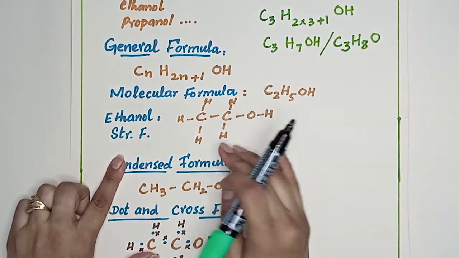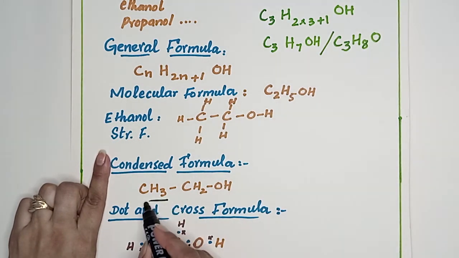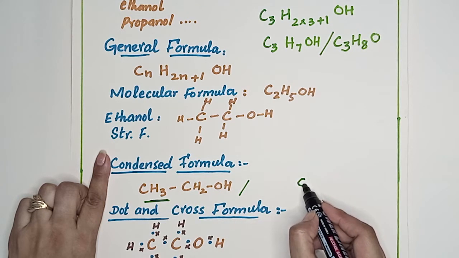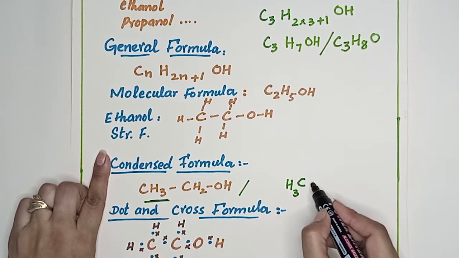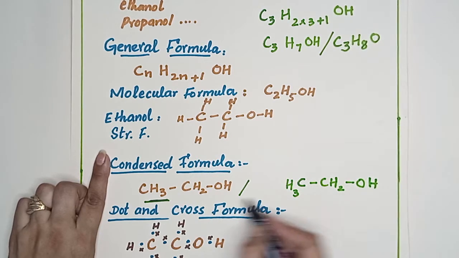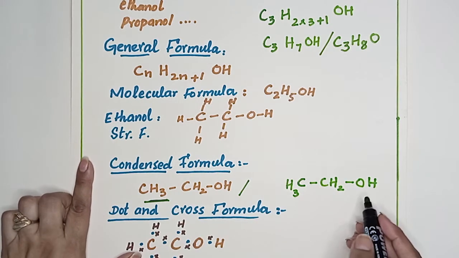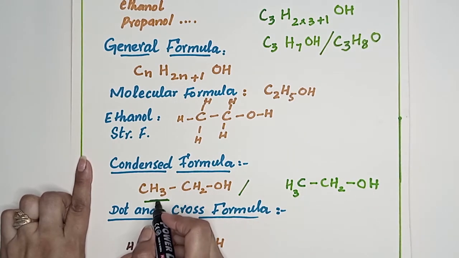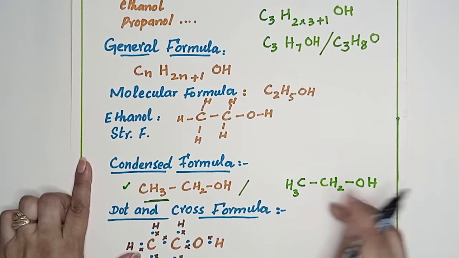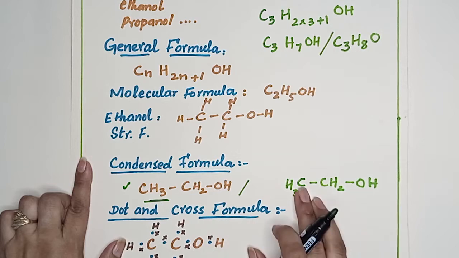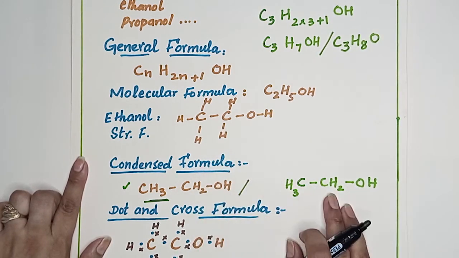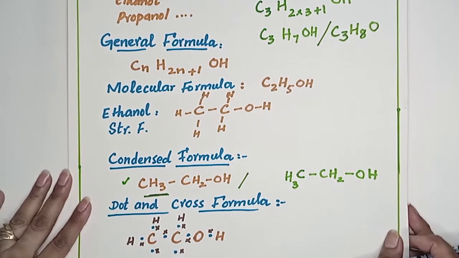You will find it written like CH3 as a common way, but this is not a good way to write it. You have to write CH3, CH2 and OH. This is the better way to write the condensed formula. But most of the time you can find it the other way, and in some books you can find that this is the correct one. But the better way to write it is CH3, CH2 and OH, because the bond is between carbon-carbon, a single bond. So this is the formula of ethanol, the condensed formula of ethanol.